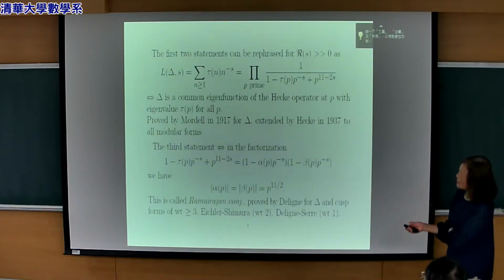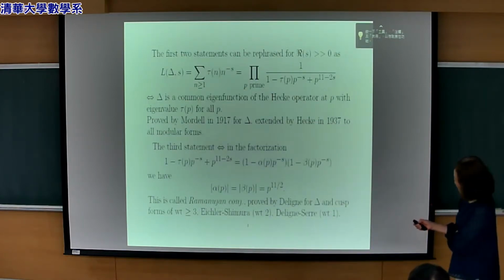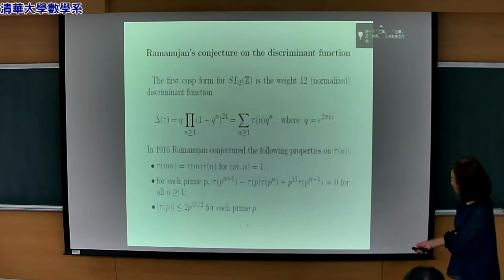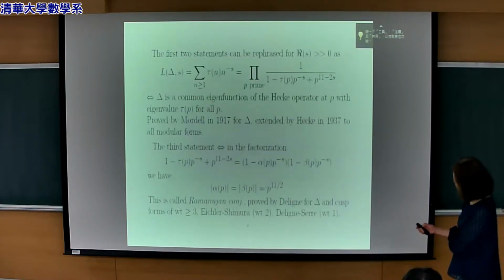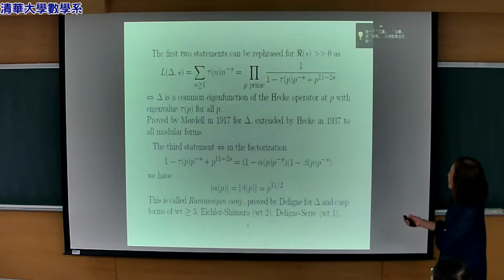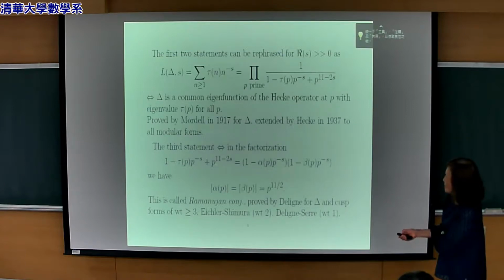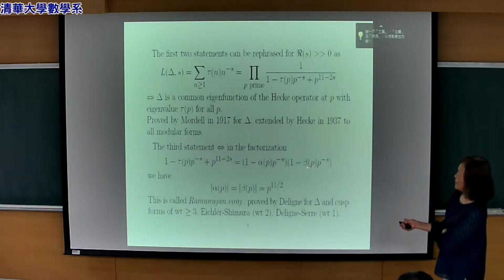So the third statement of Ramanujan's conjecture is on the size of tau p, absolute value bounded by 2 p to the 11 over 2. So that can also be restated in the following way. Let's take the denominator here of this L function. Regard this as a quadratic polynomial in p to the minus s. Then I can factor it as a product of two linear factors in p to the minus s, so I have these constants alpha p and beta p in front.